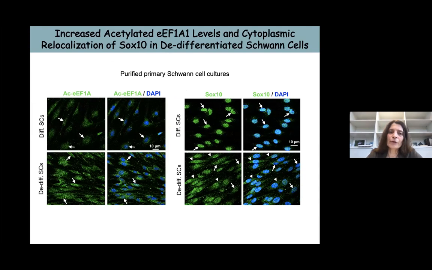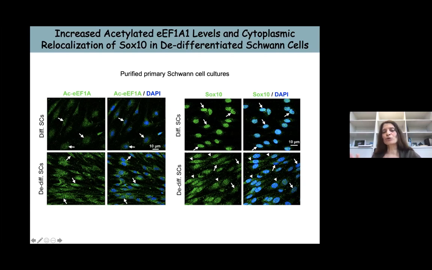So we did some purified primary Schwann cell culture, and we can culture them in differentiating conditions that mimic pretty much the state of a mature peripheral nerve, or we can also de-differentiate them, and this mimics very well the state of Schwann cells early after lesion. What we saw is that there was an increase of acetylated EF1A levels in de-differentiating conditions in the Schwann cells.